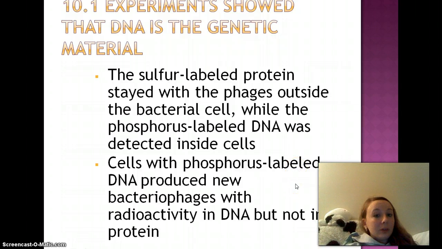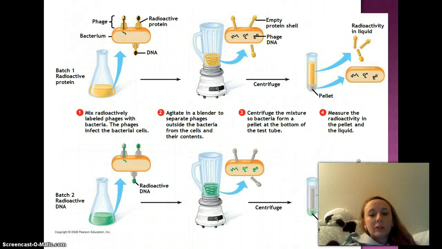So this is a really, really important discovery. So let's take a look at the picture. So batch 1, radioactive protein is put in with those viruses. And you see those viruses, the outside is yellow. That outside protein coat is yellow. They mixed it all up in a blender so that way all the viruses were forced off the bacteria and they could just look at the bacteria.